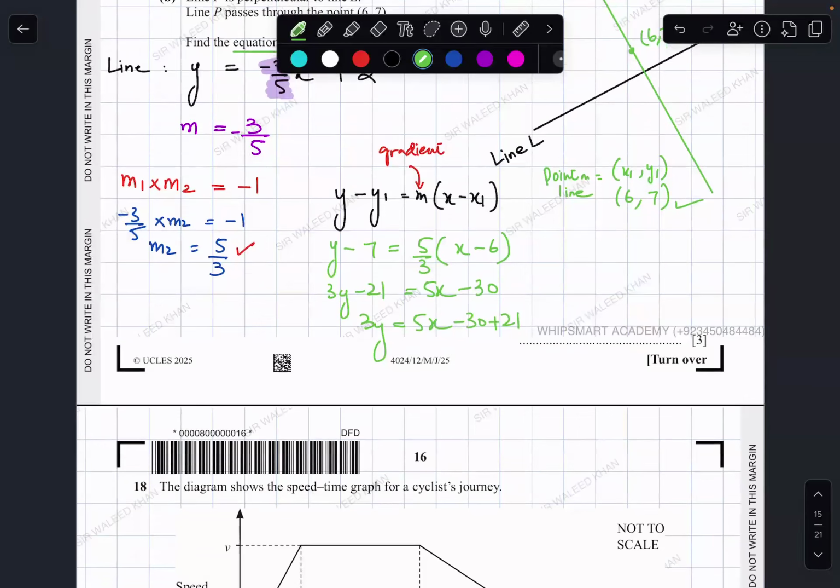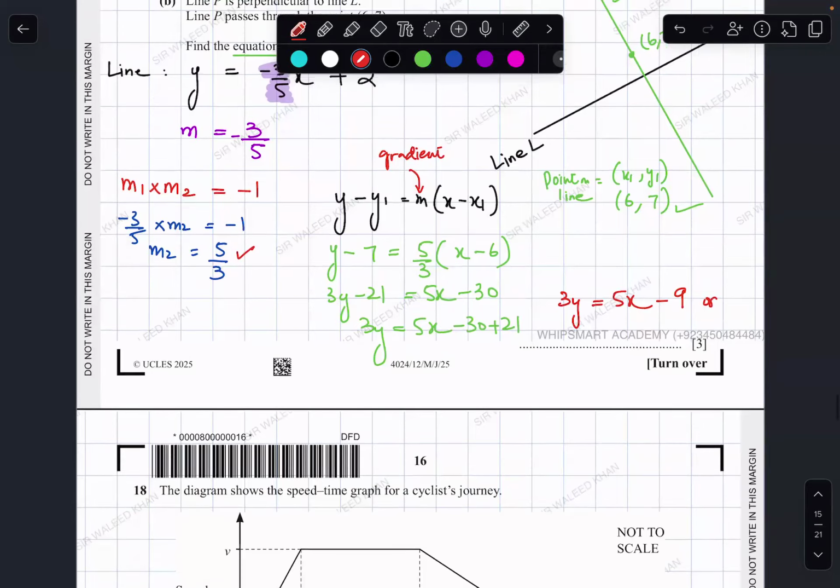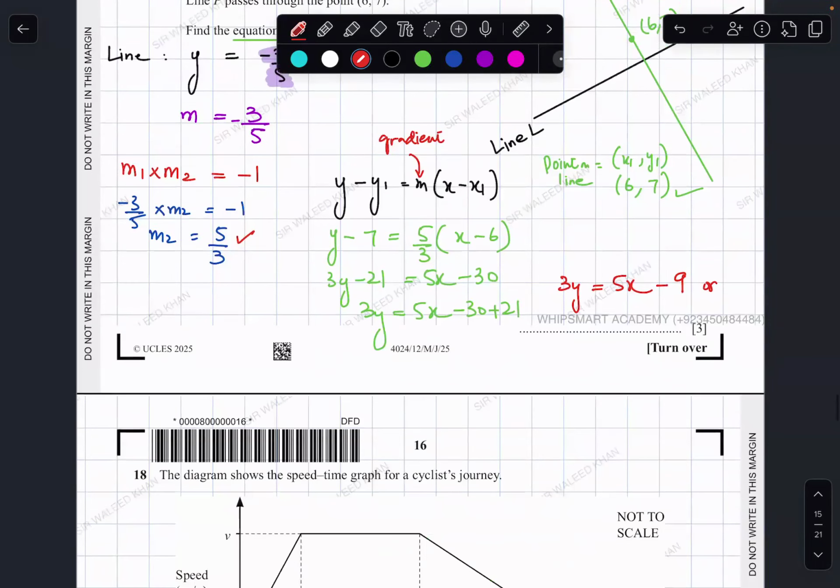So we have 3y is equal to 5x minus 9. Either this, or if you want to write it as starting with y, making y the subject, so that is also correct. Okay, both of them are correct.